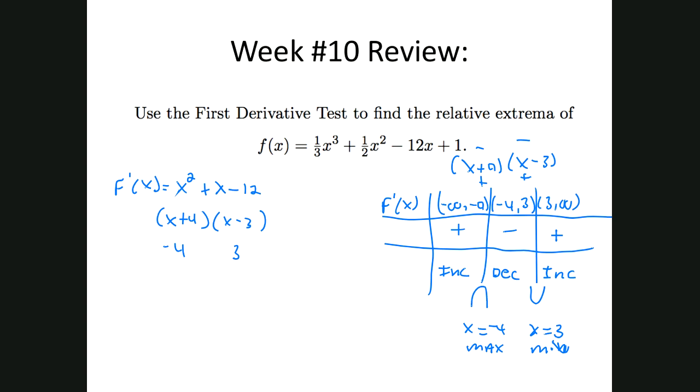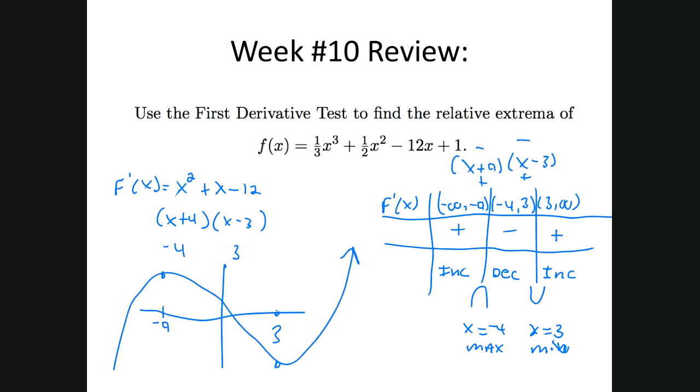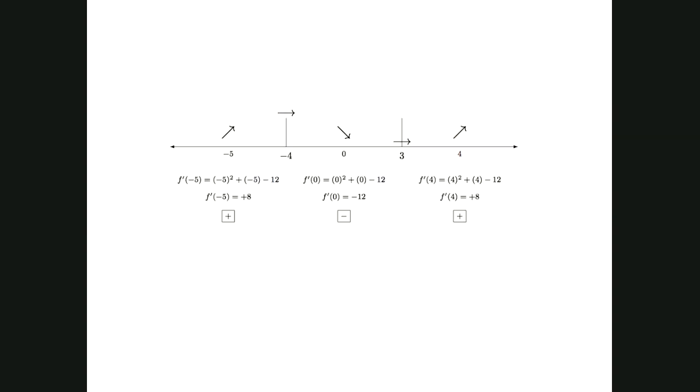So if I was going to graph this out, I don't know what the values are at negative 4 and 3, but I know at negative 4 I have a max, so let's put it up here, and at 3 a min, let's put it down here. It's increasing until it gets here, then it decreases until it gets here, and then it increases afterwards. So I know my graph is going to look something like this. I don't know where the max is or where the min is because I did not plug it back into my calculator. But that is what my graph is going to look like. This kind of shows you what happens to that graph.